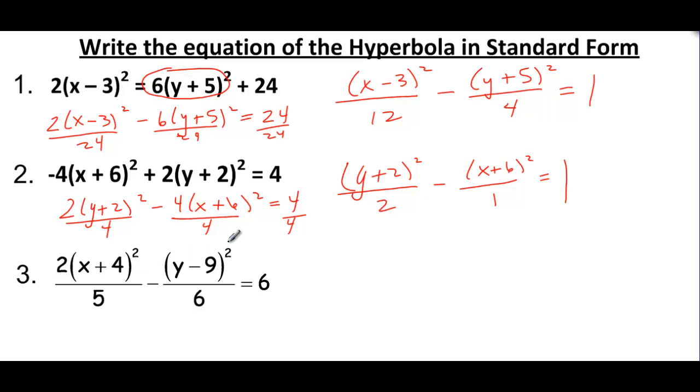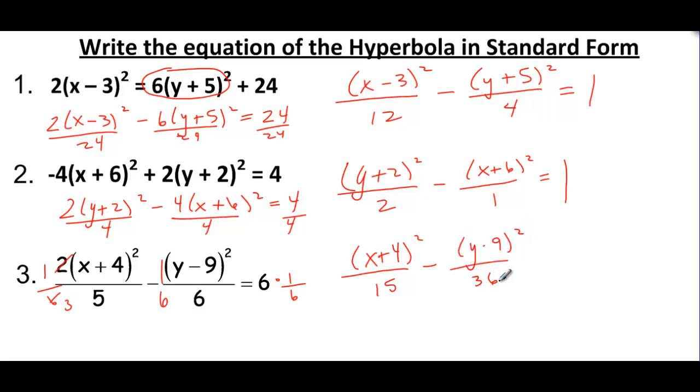In my last example, it looks like it's in standard form. I have a positive minus another term, but it's not equal to 1. It's equal to 6. So what I need to do is divide both sides by 6. However, dividing by 6 with a fraction gets a little tricky. So instead of dividing by 6, I'm going to multiply by 1/6, which is equivalent. So if I multiply by 1/6, this is what I'm going to get. 2 is going to go into 6 3 times. So I have (x plus 4) quantity squared all over 15 minus (y minus 9) quantity squared over 36 equal to 1. And that's how you would get that into standard form.